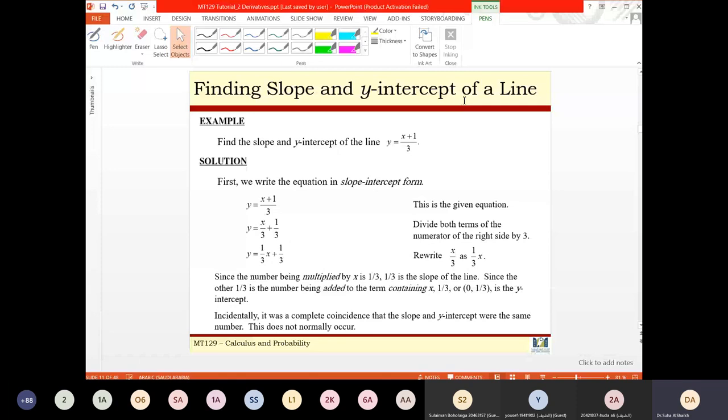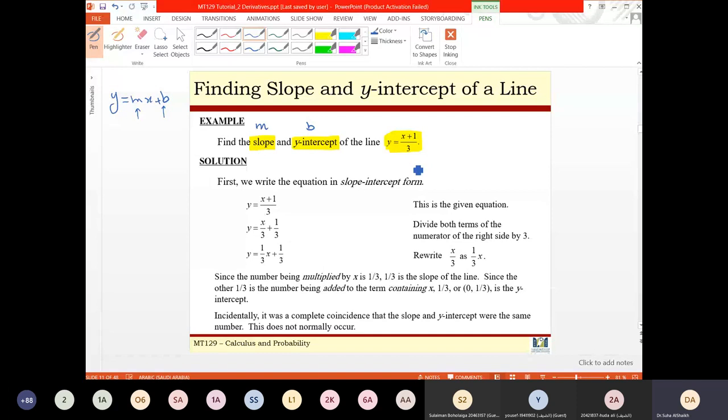The next thing, we have those examples about the lines. The question is, find the slope and the y-intercept of this line: y equals x plus 1 over 3. What does the slope mean? They want the m. What does the y-intercept mean? They want the b. So my equation should be of the form y equals mx plus b, so that I know what m is and what b is.